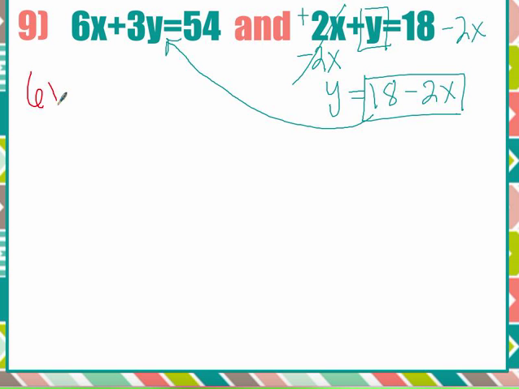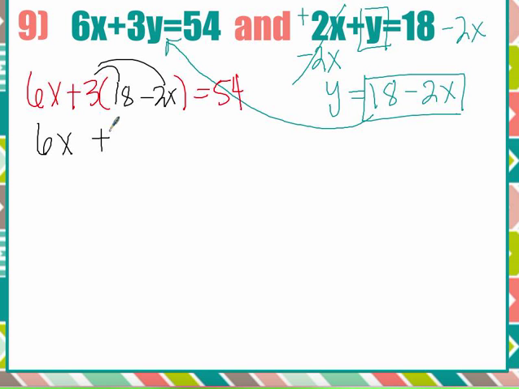So we've got 6x plus 3 times y equals 54. We just found out by rearranging this one that y is equal to 18 minus 2x. When we distribute that 3, we find out that 3 times 18, I don't have a calculator, so I'm going to have to do that in my head real quick. 3 times 8 is 24. 3 times 1, so 54. And then 3 times negative 2 is going to give us a minus 6x, and that all equals 54.